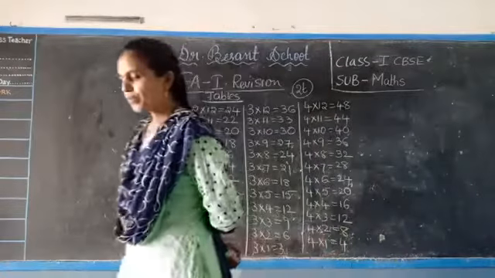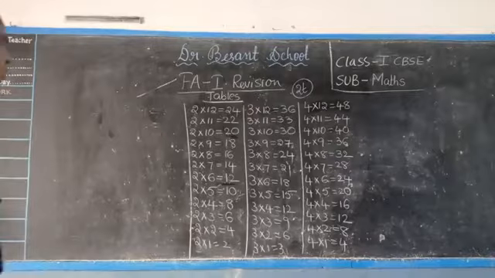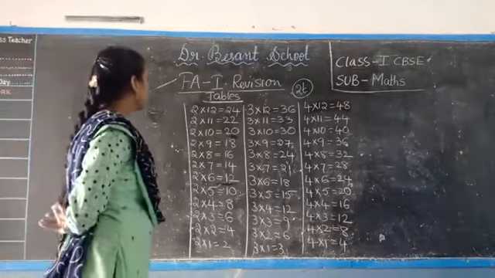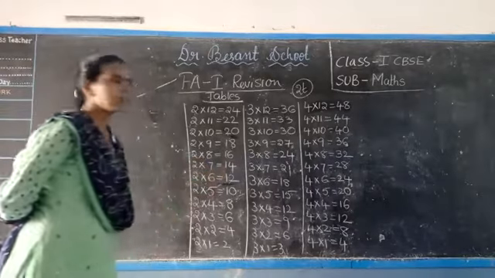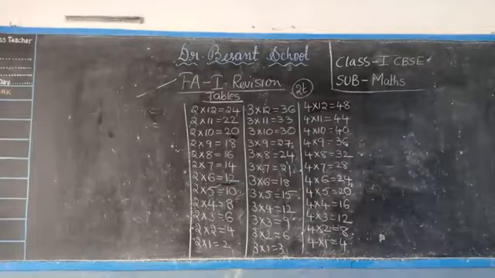Read after me. 2 12s are 24. 2 11s are 22. 2 10s are 20. 2 9s are 18. 2 8s are 16. 2 7s are 14. 2 6s are 12. 2 5s are 10. 2 4s are 8. 2 3s are 6. 2 2s are 4. And 2 1s are 2. Now come to the 3 table.